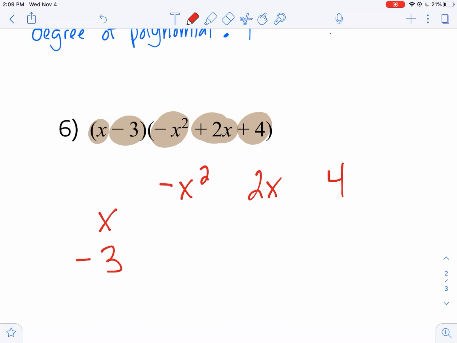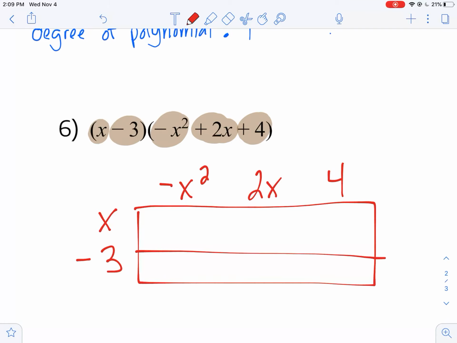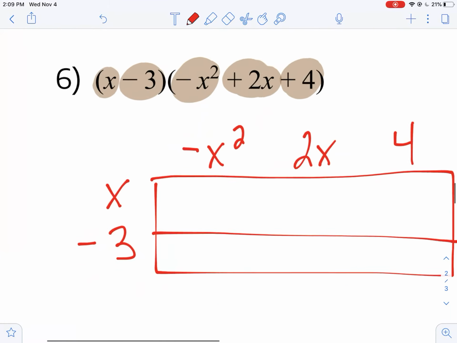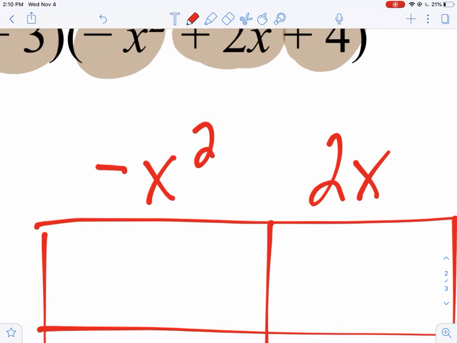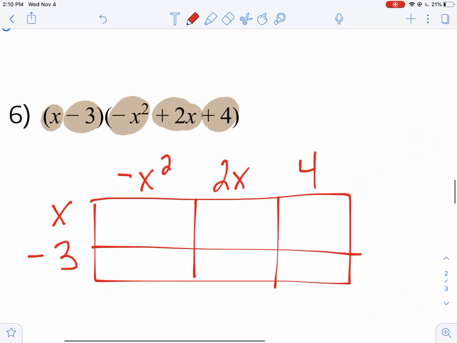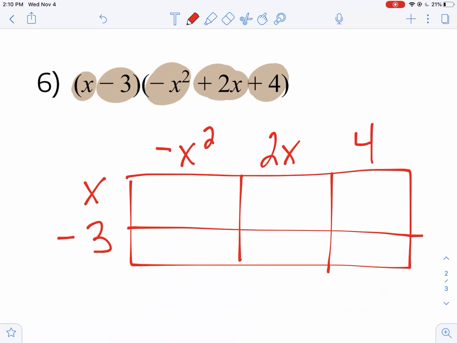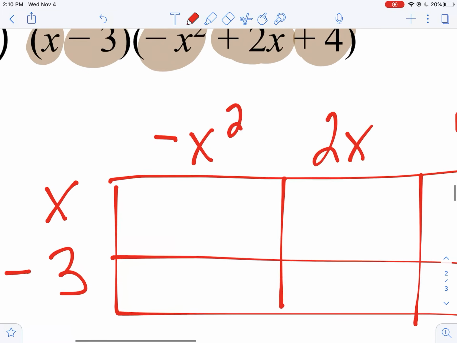Now, what I'm going to do is make some boxes here. I'm going to create two rows here for the x and the minus 3, or the negative 3 rather. And I'm going to create columns for each of these terms. I'm going to create a column for negative x squared, for 2x, and for 4. Now, how do I go about multiplying this? I'm going to multiply the corresponding terms for each box.